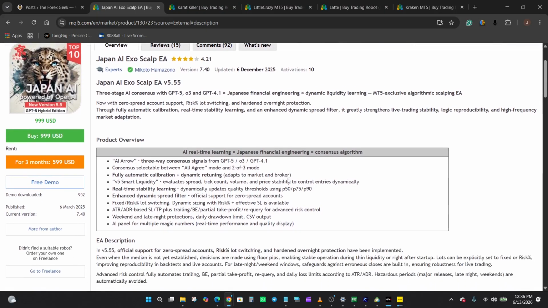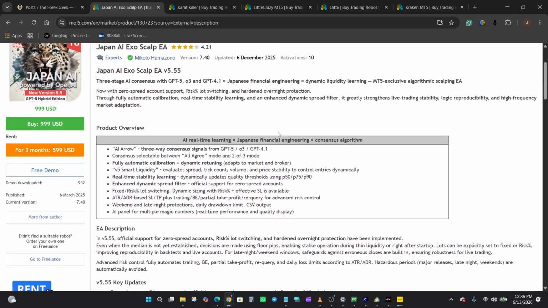As I continue through the page, another key element is the dynamic calibration system. The EA automatically adjusts itself during the early trading phase and continues adapting based on market behavior. Alongside this, there is a smart liquidity module that evaluates spread, volume, tick activity, and price stability before allowing entries, which is designed to improve execution quality in changing market conditions.